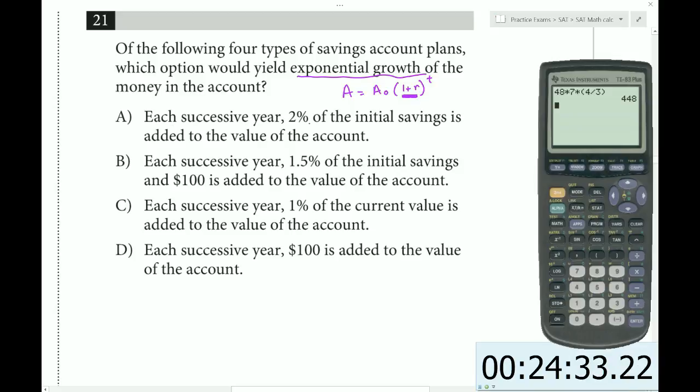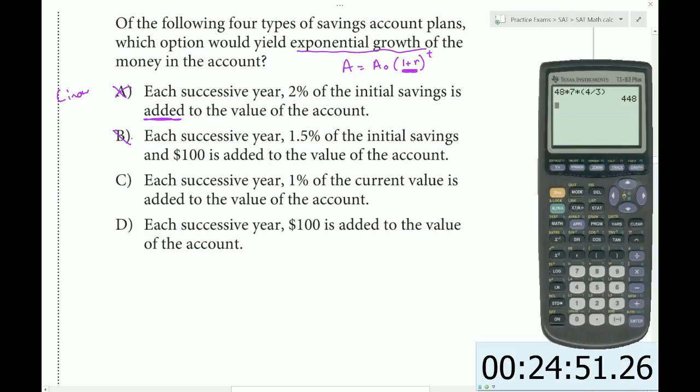Each successive year, 2% of the initial savings is added to the value. So we're adding something each time. That is more of a linear situation. Each successive year, 1.5% of the initial savings and $100 is added to the value. Again, it seems like we're adding, right? Each successive year, 1% of the current value is added to the value. Each successive year, $100 is added to the value of the account. All right, so they all use the word added, so we can't go by that. So let's reassess.